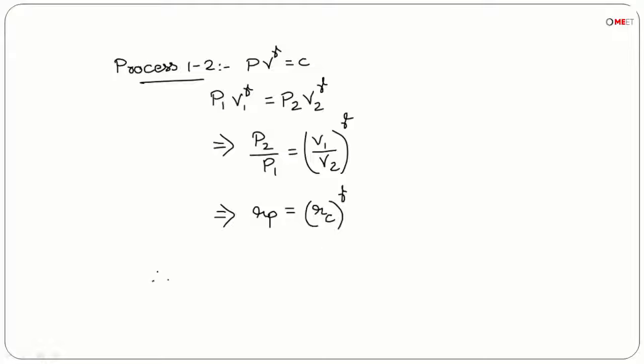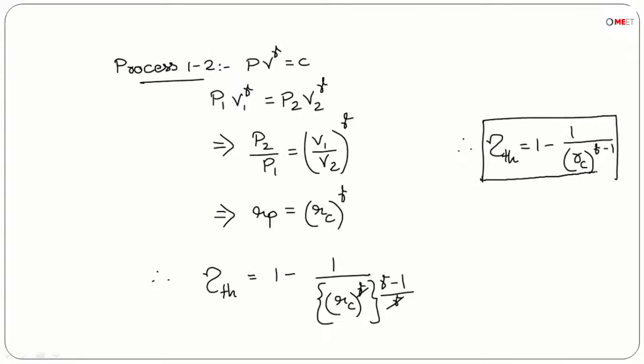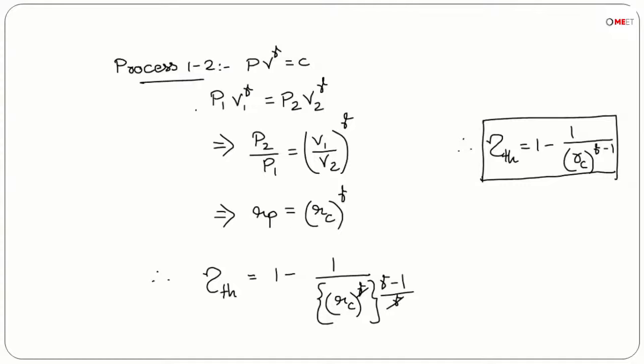So therefore we can write the thermal efficiency as 1 minus 1 by Rp, instead of Rp, (Rc to the power gamma) whole to the power (gamma minus 1) by gamma. So these two will get cancelled. So therefore finally the thermal efficiency is 1 minus 1 by Rc to the power gamma minus 1. So this formula will be similar to that of Otto cycle efficiency.